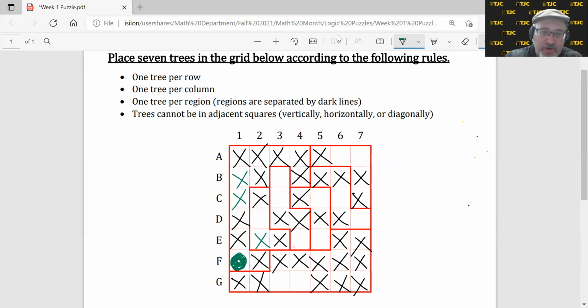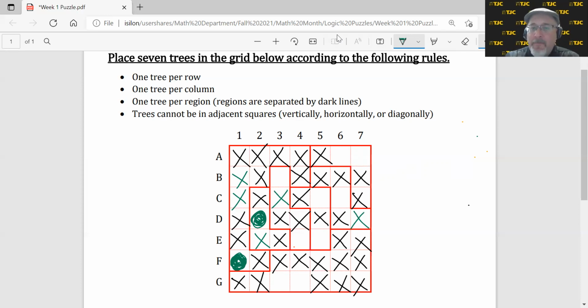And now look at this region. Look at the region containing D2, that L shape. The only place for a tree is right there. The column and the row, column's already X'd out. The row isn't X'd out, except now it is. And by adjacency, we can put an X here.